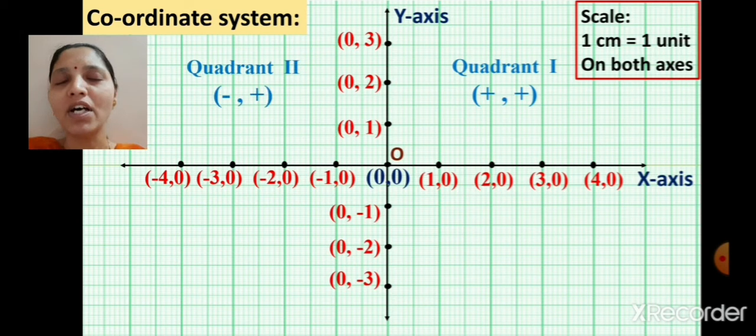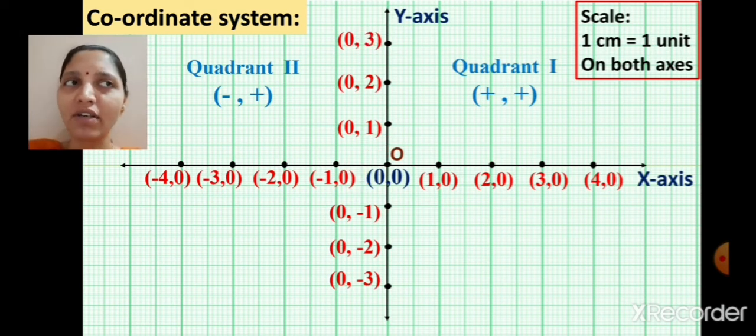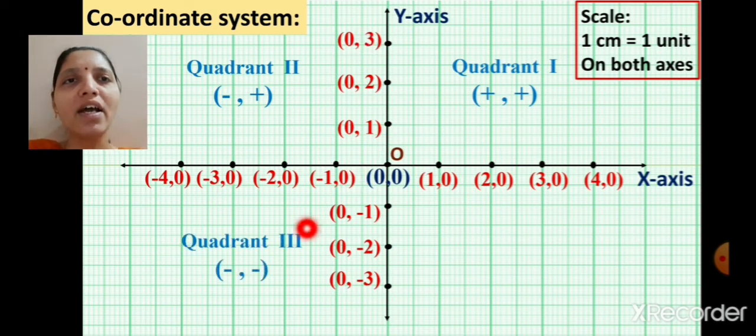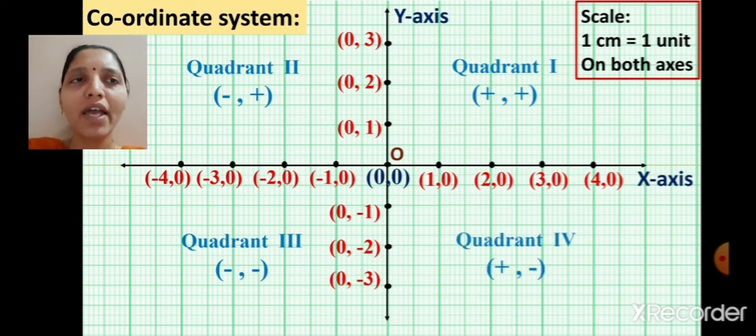Now this one will be the second quadrant. In the second quadrant the x coordinate is negative and the y coordinate is positive. Third quadrant. In the third quadrant the x coordinate is negative and the y coordinate is also negative. In the fourth quadrant, the x coordinate is positive and the y coordinate is negative. So these are the signs of x and y coordinates in the respective quadrants. So you should remember all these things for the further studies.